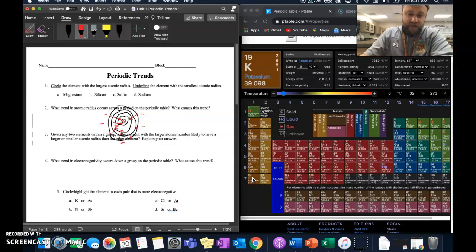So our landmark for this is francium, because that's our largest atom. So the further away we get from francium, the smaller we're going to be. The closer we get to it, the larger we're going to be. So I'm going to go through number 1 real quick.